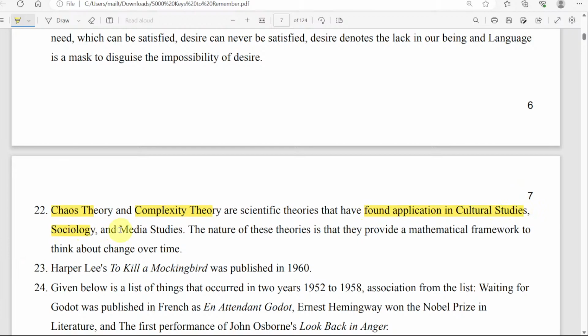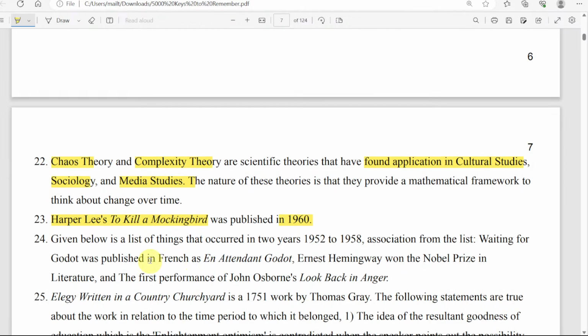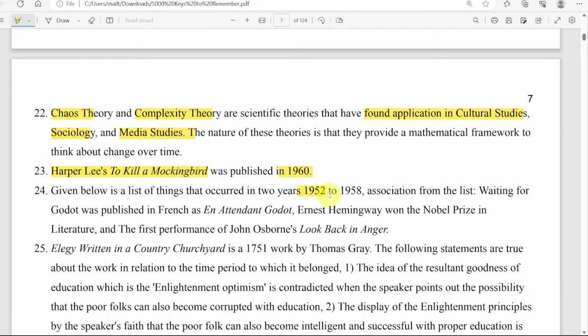Right, Harper Lee's To Kill a Mockingbird was published in 1960, quite an important date. There are some events that occurred between two years, 1952 and 1958. Waiting for Godot was published in French first, in 1952, and Ernest Hemingway won the Nobel Prize in Literature. The first performance of John Osborne's Look Back in Anger. These events all happened between 1952 and 1958.